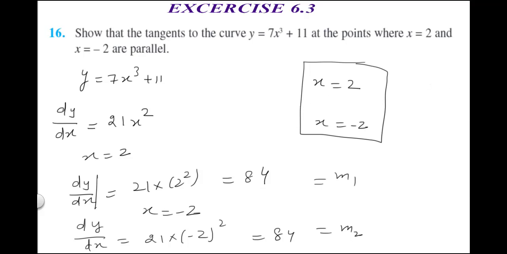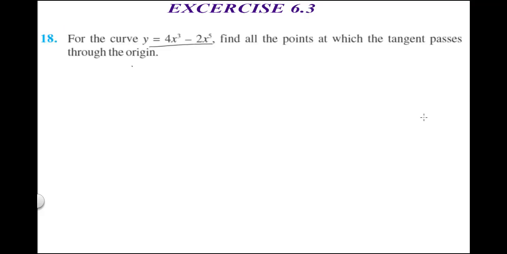Let us go to another question. Question number 18. In question number 18, for this curve y equals 4x cube minus 2x to the power 5, we have to find all the points at which the tangent passes through the origin. So we know one point of the tangent, which is the origin, (0, 0).